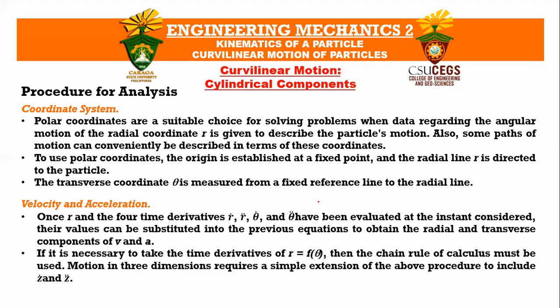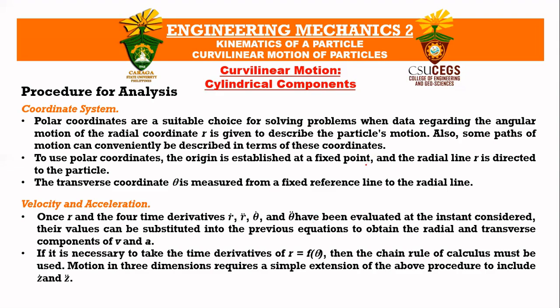For the velocity and acceleration, once r and the four time derivatives have been evaluated at the instant considered, their values can be substituted into the previous equations to obtain the radial and transverse components of velocity and acceleration. So if it is necessary to take the time derivatives of r, which is a function of theta, then the chain rule of calculus must be used. Motion in 3 dimensions requires a very simple extension of the above procedure to include the z dot and z double dot, or the first and second derivative of the third coordinate, which is the z coordinate.